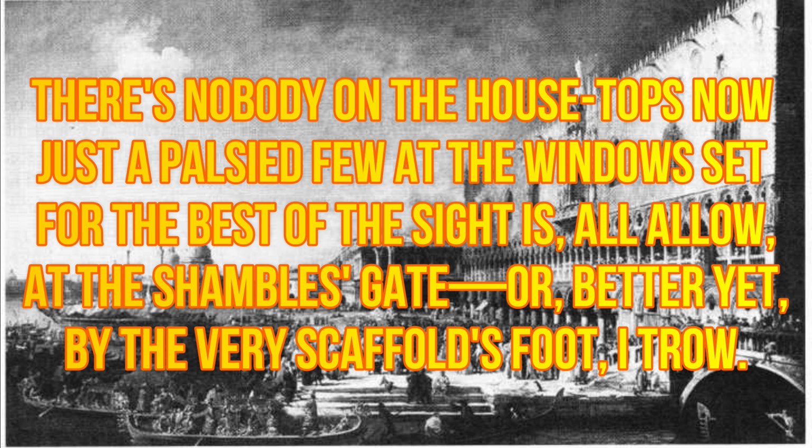Palisade means who are very old and deceased, because they are unable to cross the threshold of their houses to see the patriot marching towards his death. For the best of the sight is all allowed at the shambles gate, or better yet, by the scaffold's very foot I throw. The people have gathered at the shambles gate. So it is the gate of gallows to see him die.